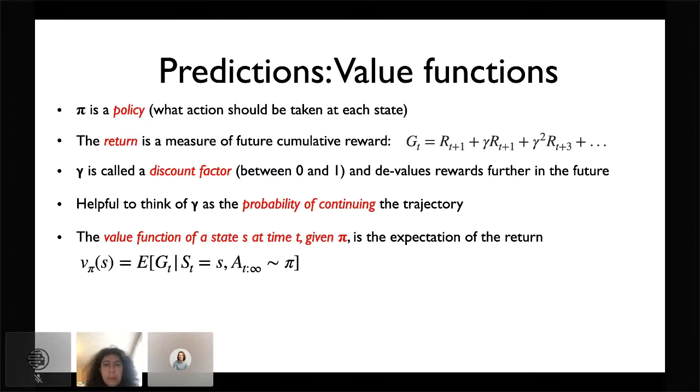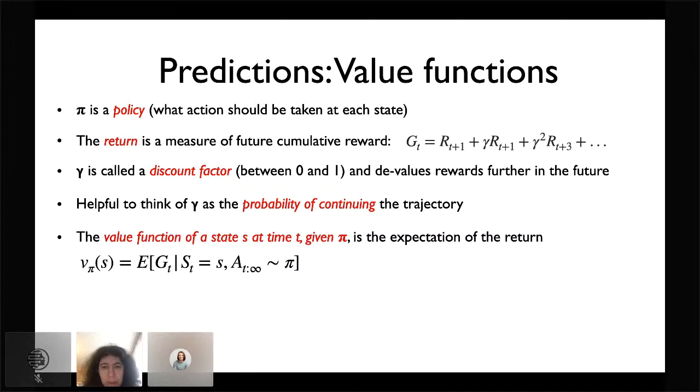Now, what is the agent going to measure? The agent is going to measure return. That is a measure of its future cumulative reward. And so what this means is the agent is going to consider a sum of rewards that it might receive over time. But typically, we're going to also use a discount factor in order to devalue rewards that are received further into the future. So for example, if I get a cookie tomorrow, it's a bit less good than if I receive a cookie today. And the intuition comes, for example, from inflation rates, where these rewards perhaps degrade over time. One way to think about this is to think of gamma as the probability of the agent continuing on its trajectory. If it continues on its trajectory, it continues to accumulate rewards, and otherwise the reward is zero.